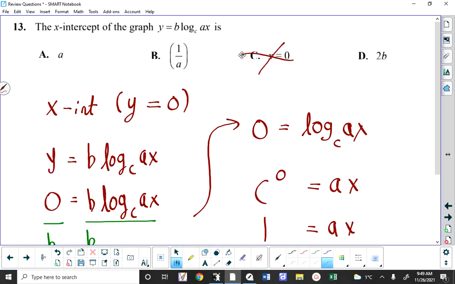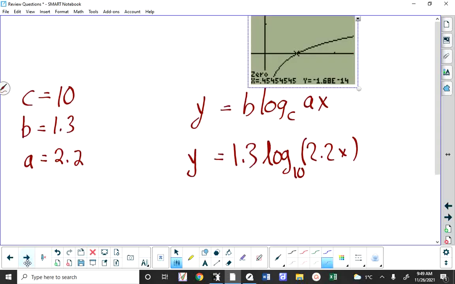Is the x-intercept 2b? Well, we chose b as 1.3. So if the x-intercept was 2b, we would get 2.6. We would get twice that number. This is why I'm choosing kind of strange numbers. I don't want to choose 1 for everything because it won't necessarily tell me anything. So it's not 2b. Does that make sense, Ebby? Okay.